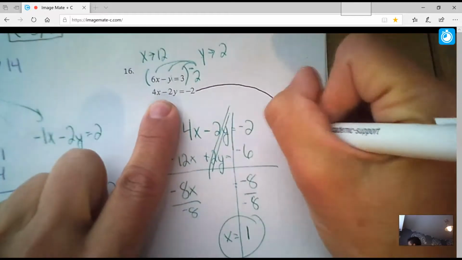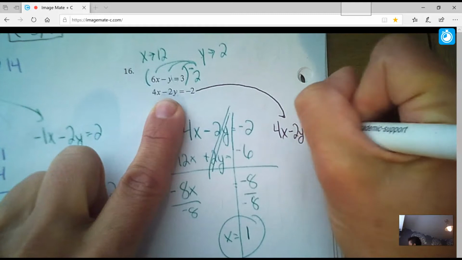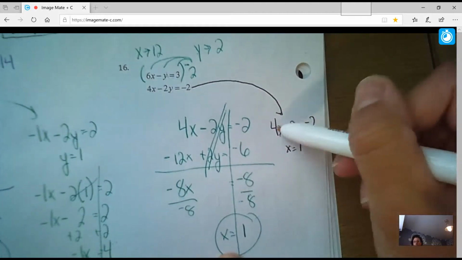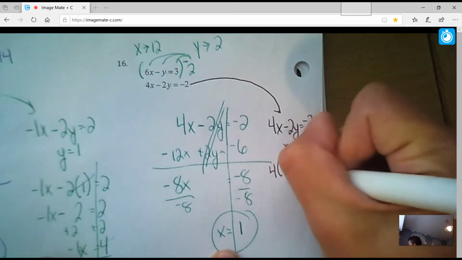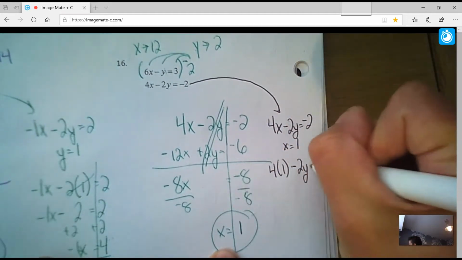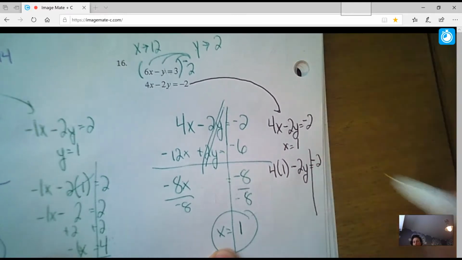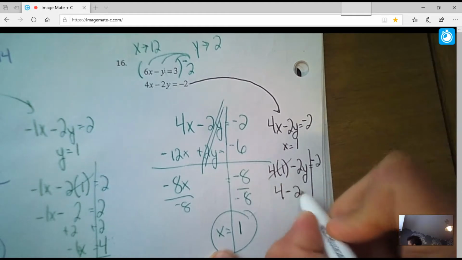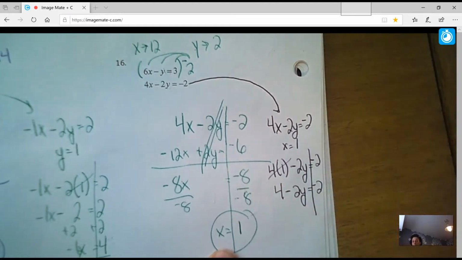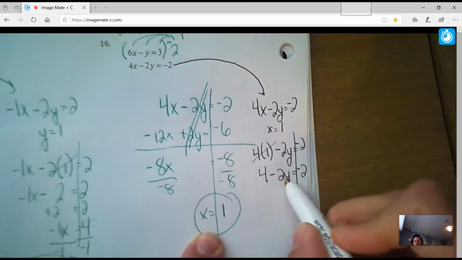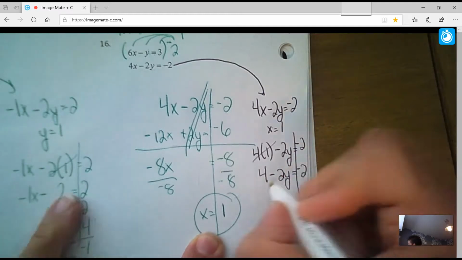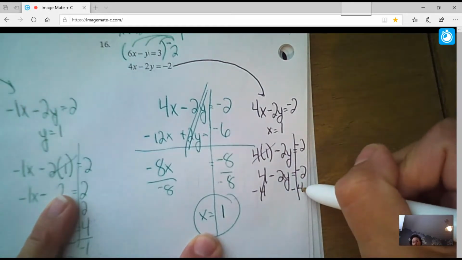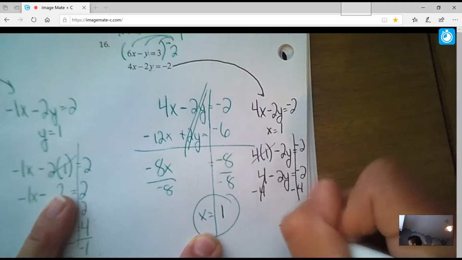So I'm going to take the 4x minus 2y equals negative 2, and the fact that x is 1, and I'm going to put that 1 in here, so it'll become 4 times 1 minus the 2y equaling negative 2. And now I'm going to quickly just multiply, clean this up. That becomes 4 minus 2y equals negative 2, and now I'll solve for y. So getting y alone and moving the 4 over, I'll start by subtracting 4. So a negative 2 subtracting 4 is a negative 6. I'm going to move over a little bit.